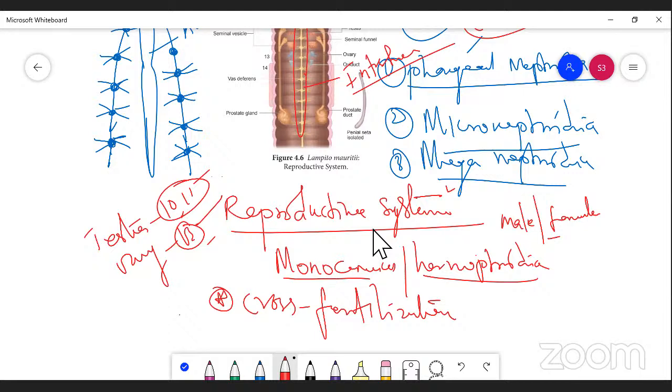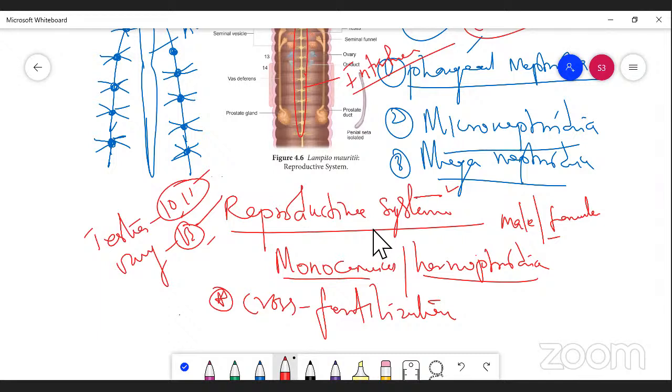Next one. In the earthworm, the meganephridium consists of a tubular part, a glandular part, and a muscular part. What is the role of the glandular part? The meganephridium consists of three distinct parts: ciliated, glandular, and muscular. I'm asking about the glandular part. It extracts the waste from the blood, and finally the waste is excreted through the nephridium. Yes, very good.